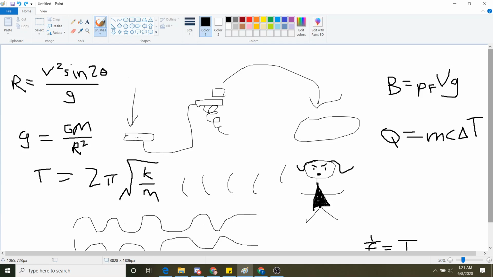This is the last problem, and the prompt for this one was just to create some kind of amalgamation of physics concepts and jam them all into one problem, as many as you can, as many chapters as you can, into a single problem. So I've just gone ahead and drawn all this beautiful stuff here in MS Paint.